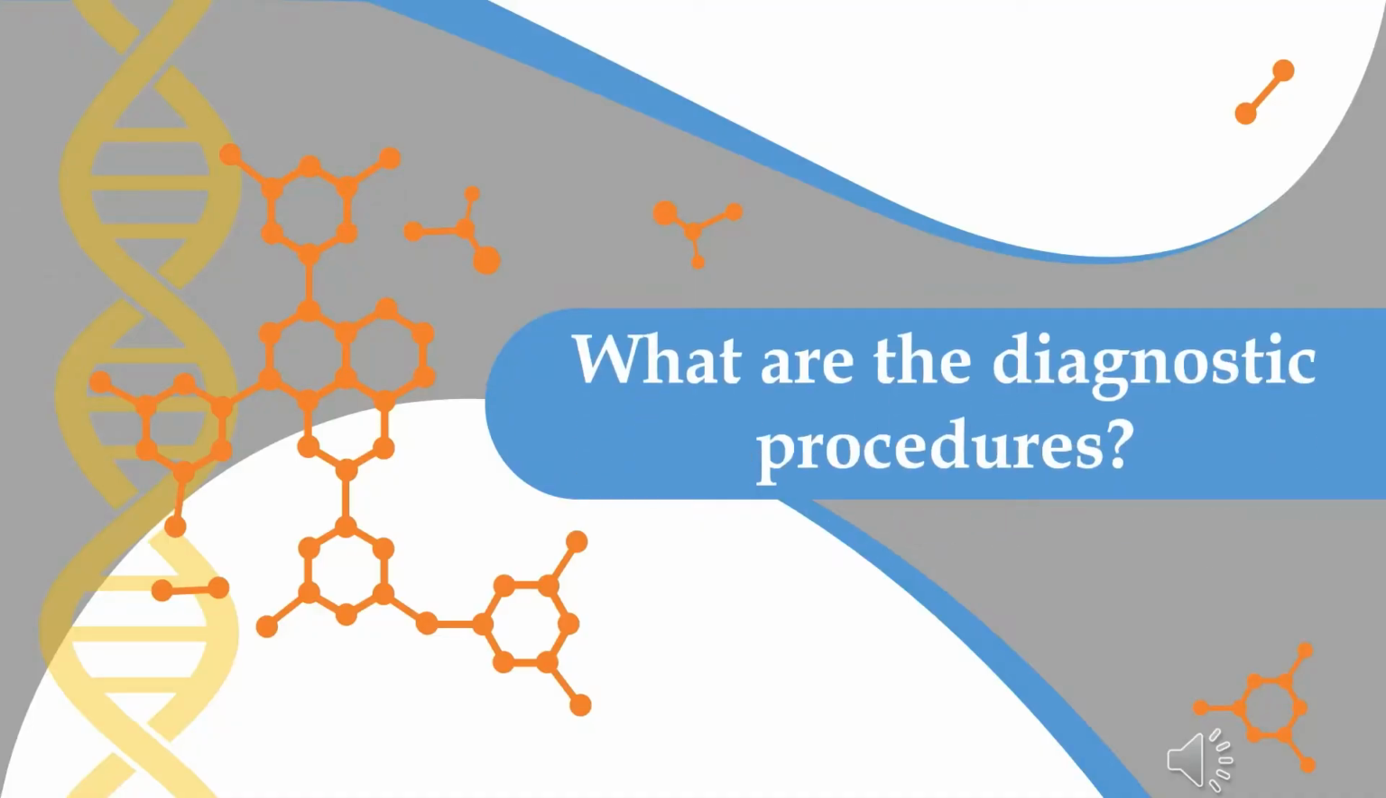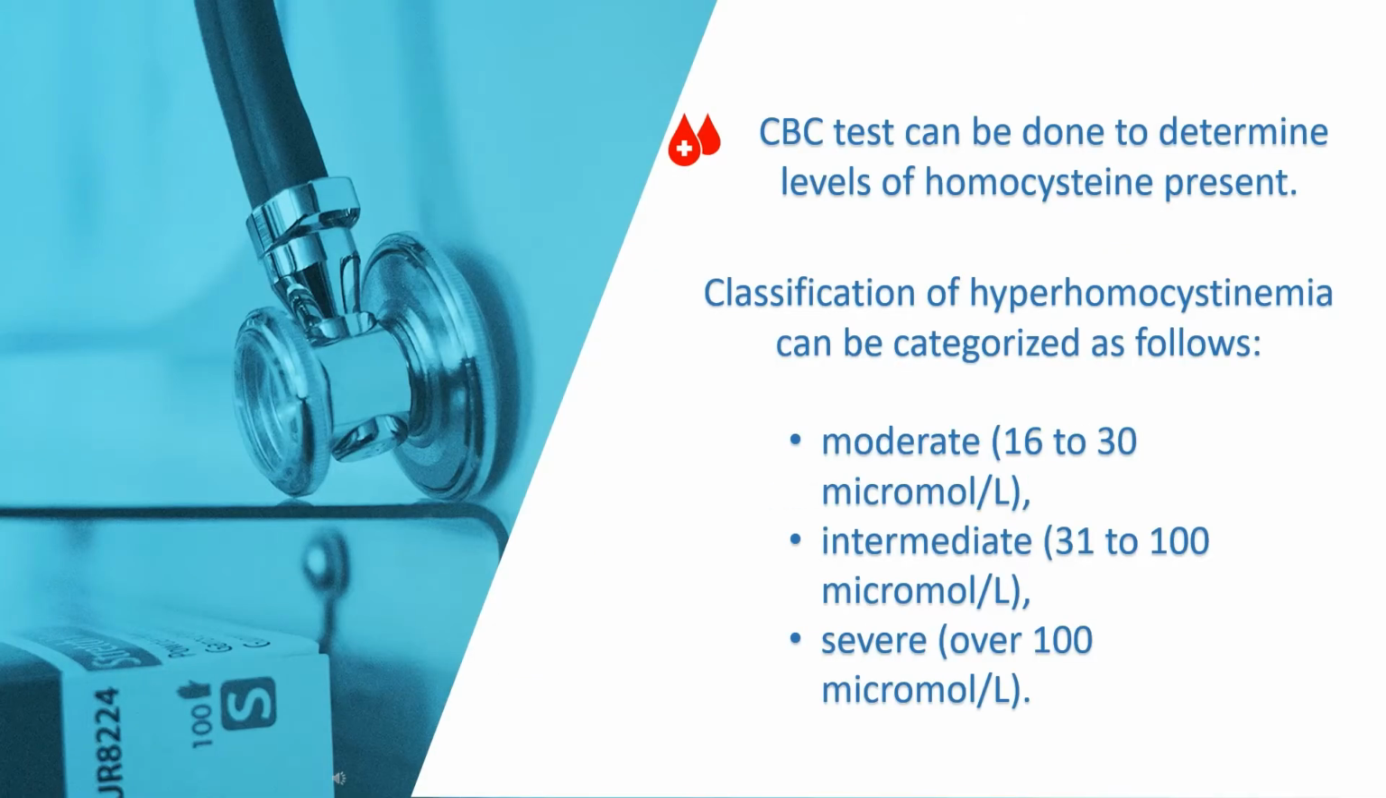Next is how do we detect hyperhomocysteinemia? A complete blood count or CBC test can be done to determine the levels of homocysteine present in the body. So the classification of hyperhomocysteinemia can be categorized as follows. First is moderate, next is intermediate, and third is severe.